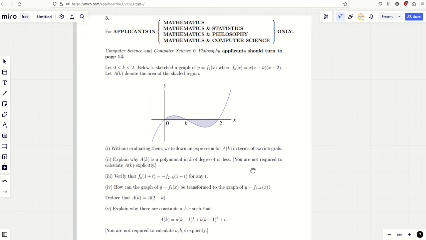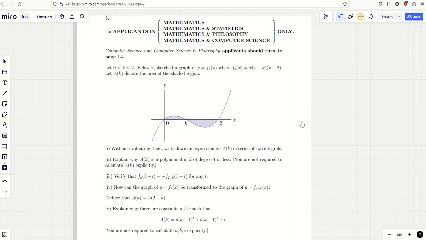The stronger result, where you do actually calculate A of k explicitly, which is what I'm going to do in this video, because I think it's probably the easiest way to get the marks, demonstrates that it's definitely a polynomial of degree 4. So whoever pointed out the poster, well played. I completely agree.